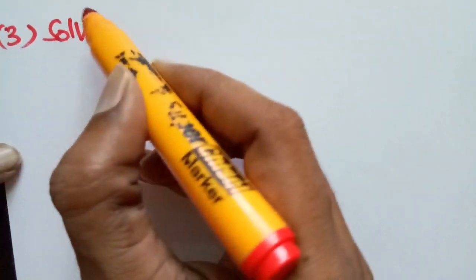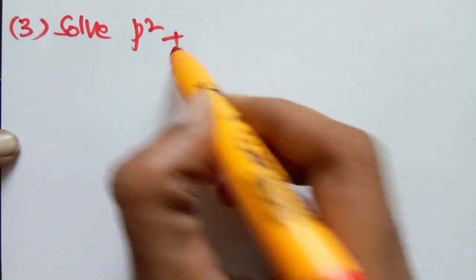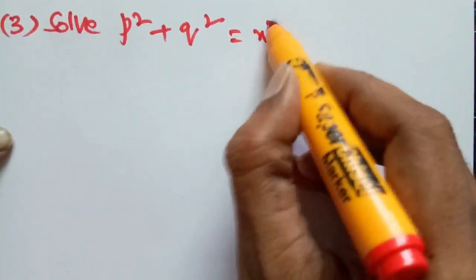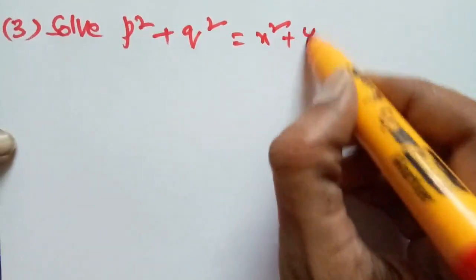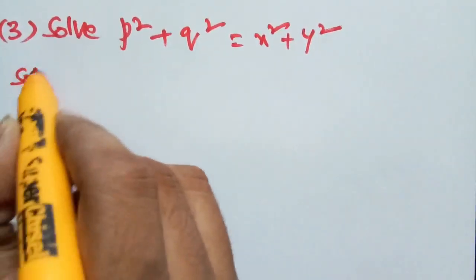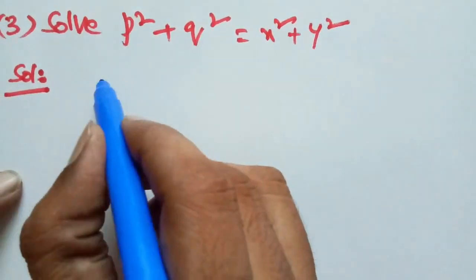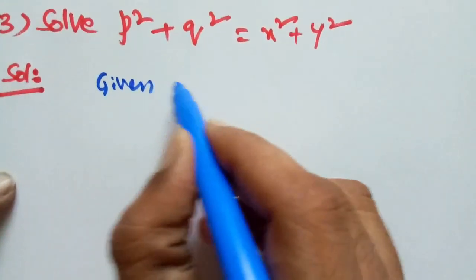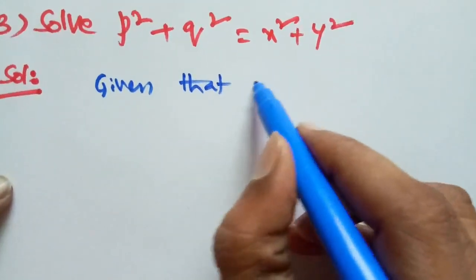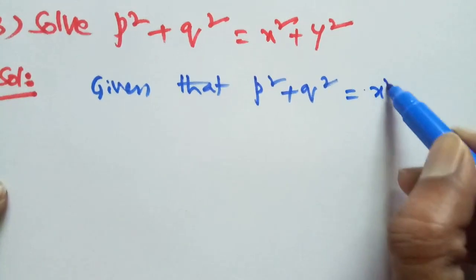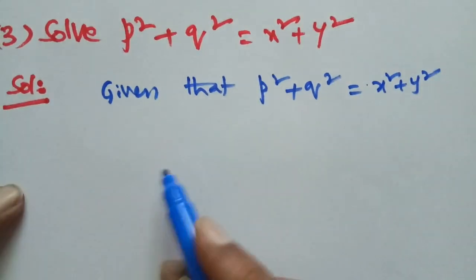Third one, solve p square plus q square is equal to x square plus y square. Now write down the given equation. Given that p square plus q square is equal to x square plus y square.